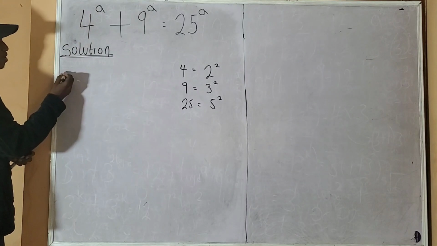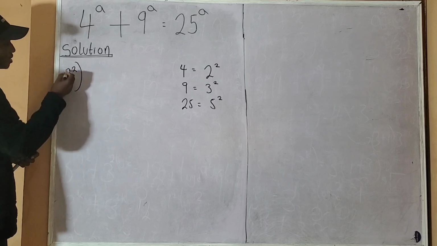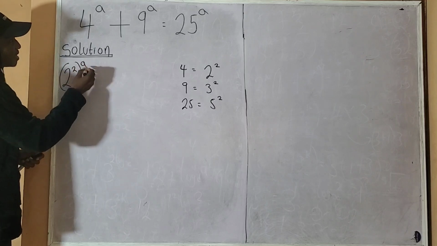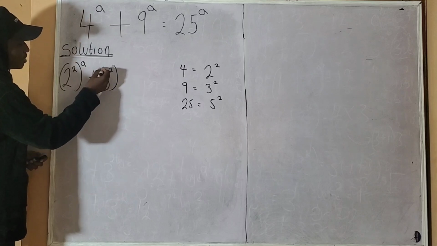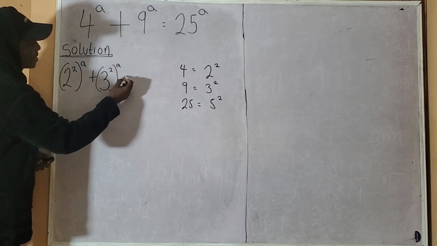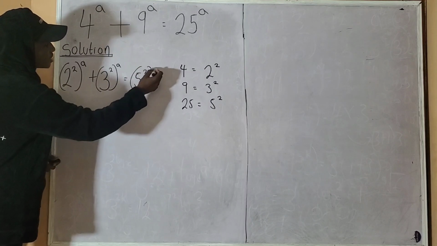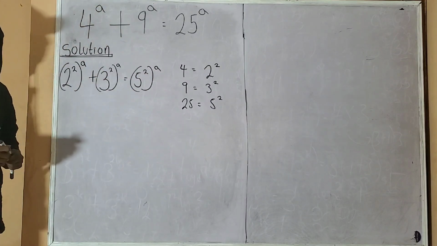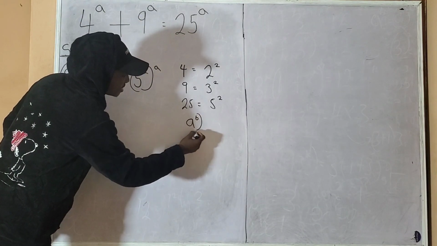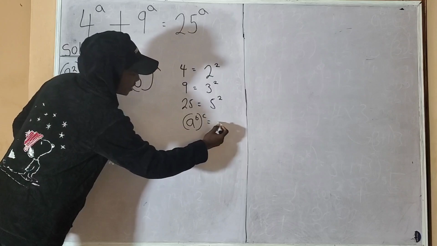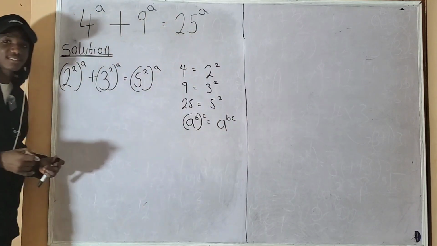So, the equation becomes, instead of 4, we're going to have 2 raised to the power of 2 raised to the power of a plus 3 raised to the power of 2 raised to the power of a equals 5 raised to the power of 2 raised to the power of a. Are you following? Okay, if you have a raised to the power of b raised to the power of c, this can be written as a raised to the power of b times c, right?